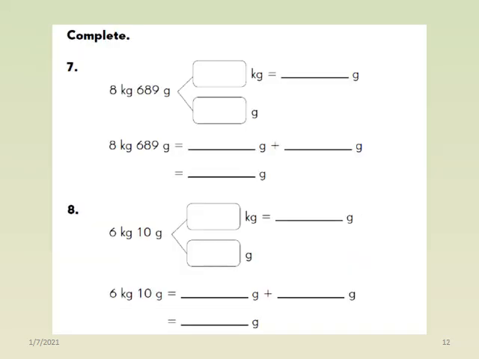Another type of questions, it's to convert from the kilograms and the grams to the grams. Here I have 8 kilograms and 689 grams. I'll write up the kilograms alone and I will convert it into grams. So it's 8 kilograms times 1000 will give me 8,000 grams. Then we have here the 689 grams.